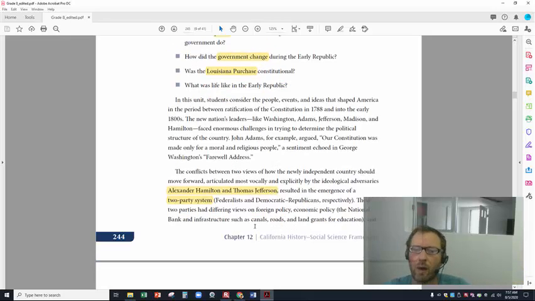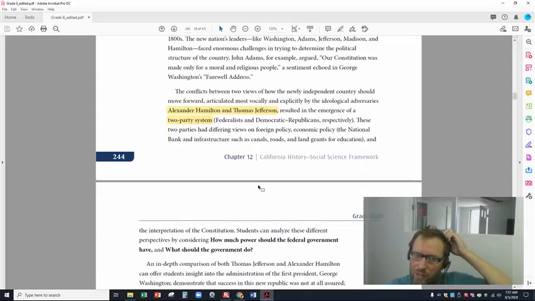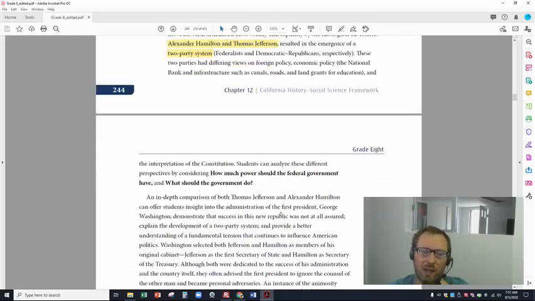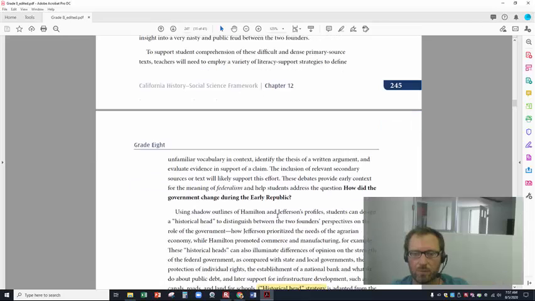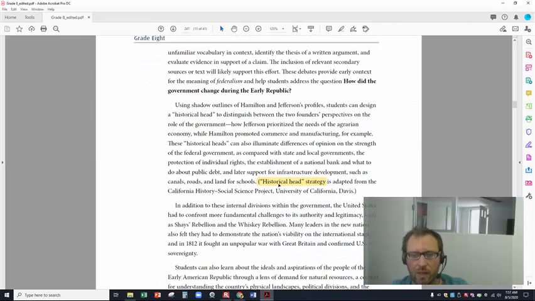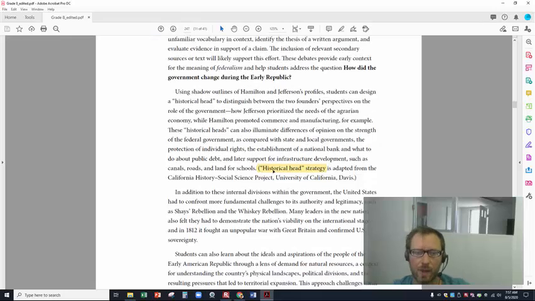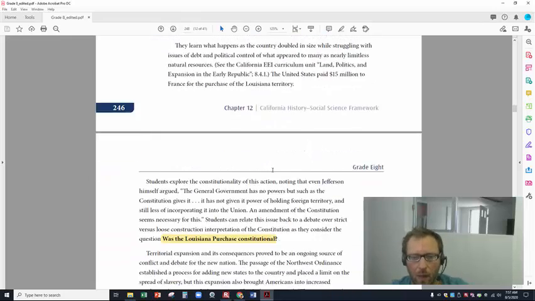The emergence of a two-party system, where you basically had this notion of Hamilton wanting to give the federal government more power, Thomas Jefferson wanting to limit the federal government. That's, you know, to broadly characterize things. Yeah, this historical hedge strategy where you basically create a character and then populate their head with their ideas and perspectives and things like that.